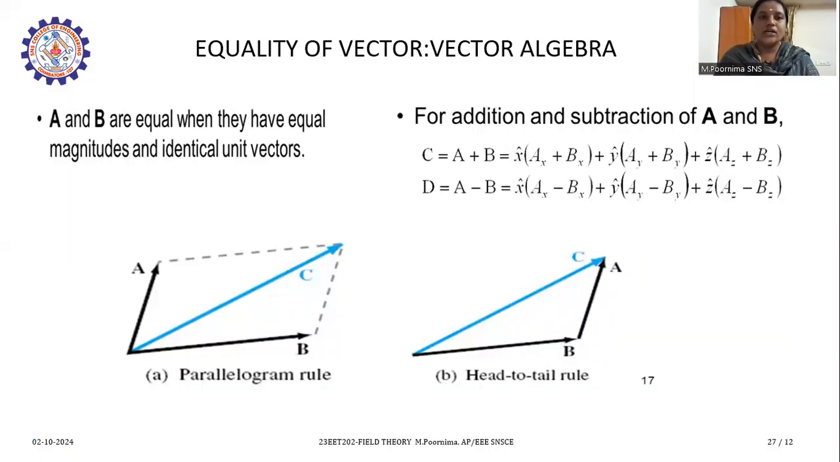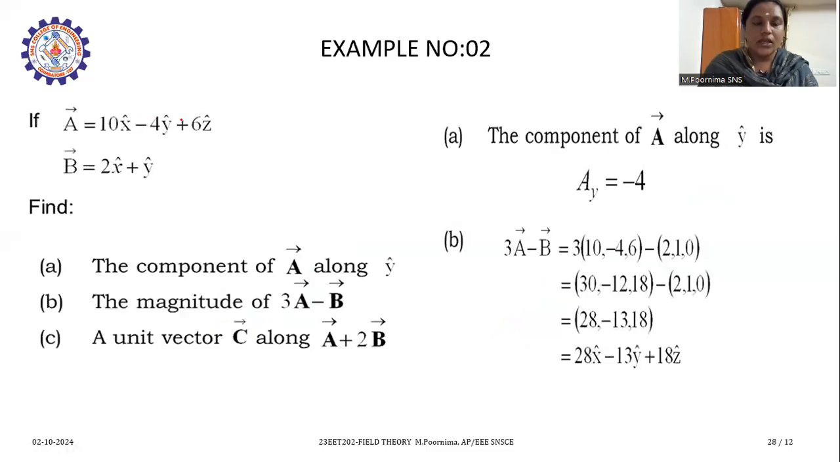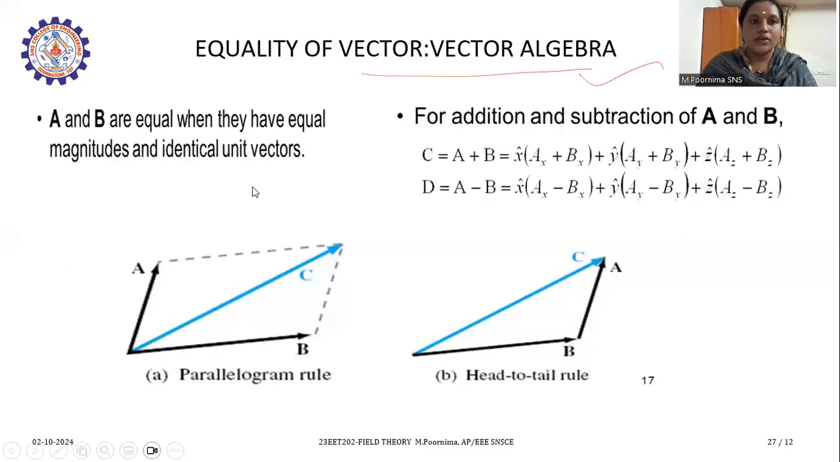Here first comes the equality of vectors. What is the equality of a vector in vector algebra? Here we have two vectors, vector A and vector B. Two vectors are equal when they have equal magnitude and direction.